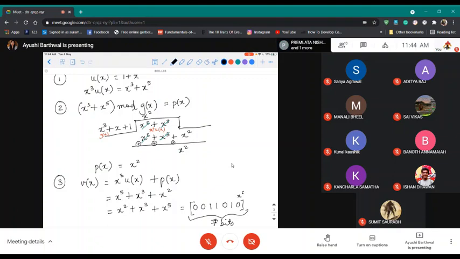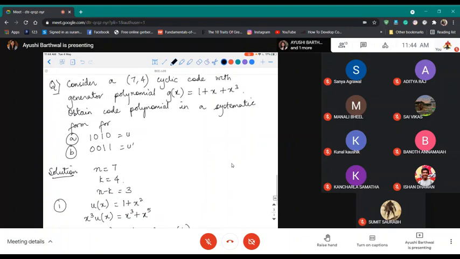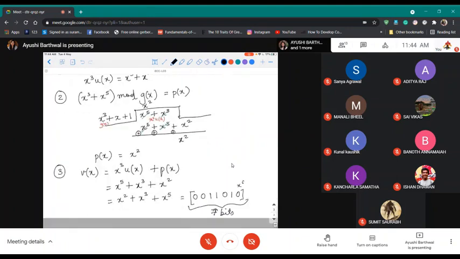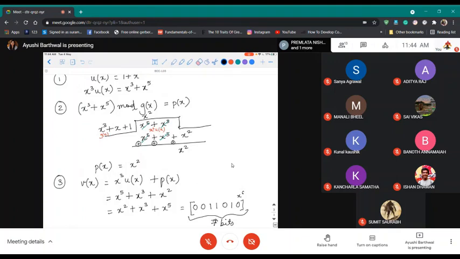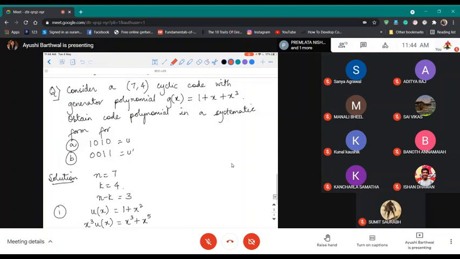So this is your code word, and we can very well see that the given message was 1010, and this is your message bits. You can easily see your message bits separated by the parity bits. Now do it yourself for the second part. Solve it for the message vector 0011.